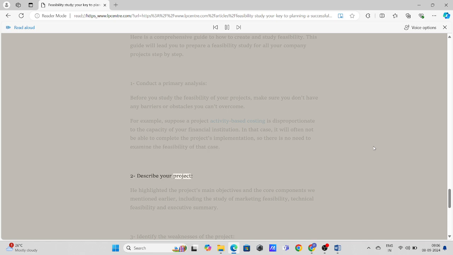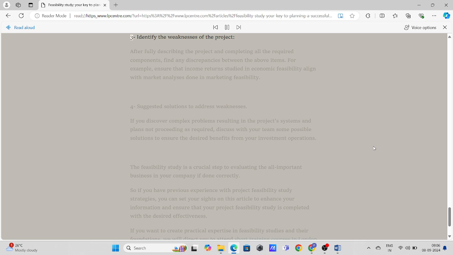2. Describe your project. Highlight the project's main objectives and the core components we mentioned earlier, including the study of marketing feasibility, technical feasibility, and executive summary. 3. Identify the weaknesses of the project. After fully describing the project and completing all the required components, find any discrepancies between the above items. For example, ensure that income returns studied in economic feasibility align with market analyses done in marketing feasibility.